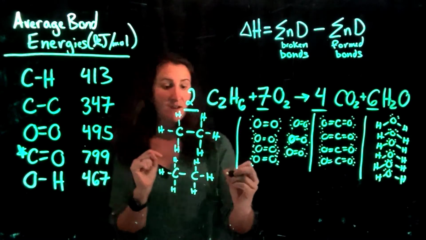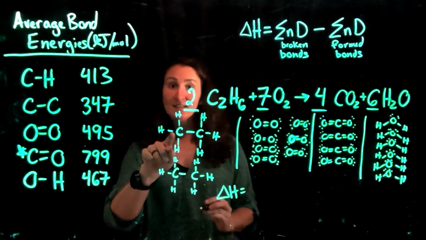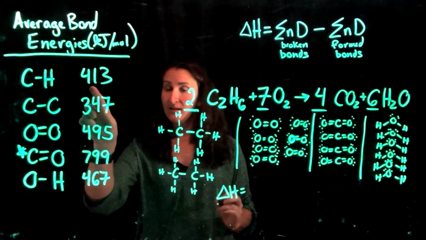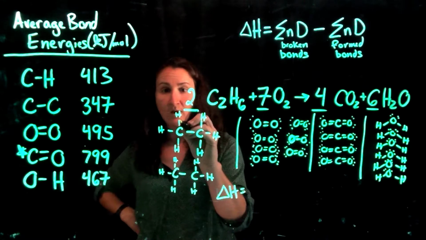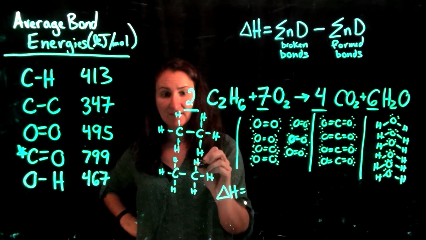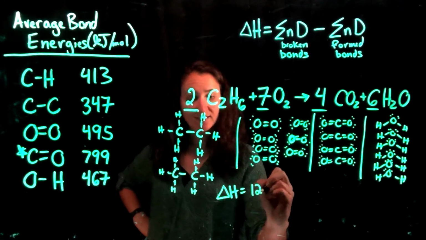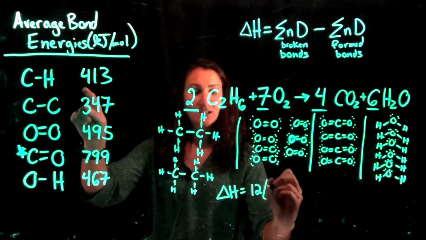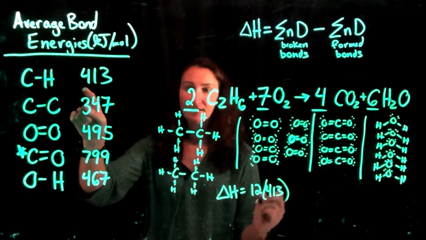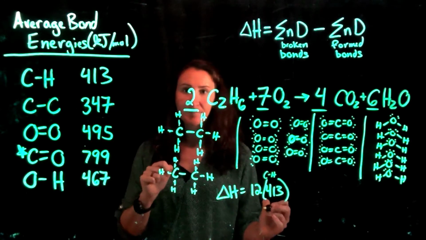So it looks more like this. Delta H equals, how many C to H bonds do I have? I have 1, 2, 3, 4, 5, 6, 7, 8, 9, 10, 11, 12. So I have 12 C to H bonds, and that energy is 413. Okay, I'm going to go ahead and just do a little C to H above it so I remember.